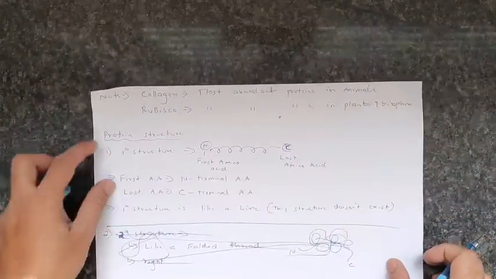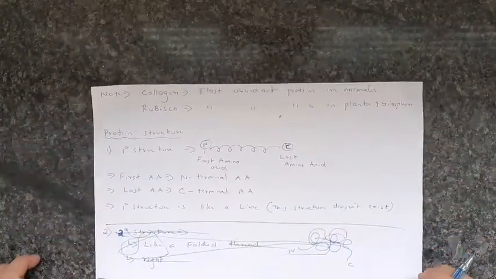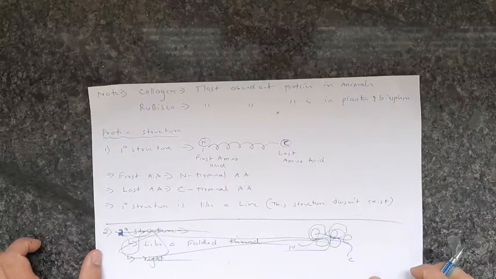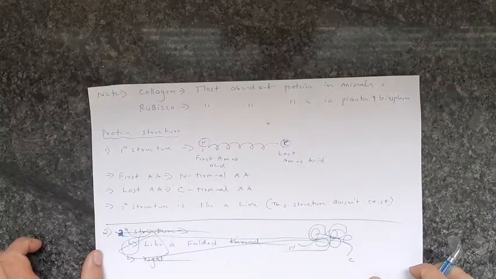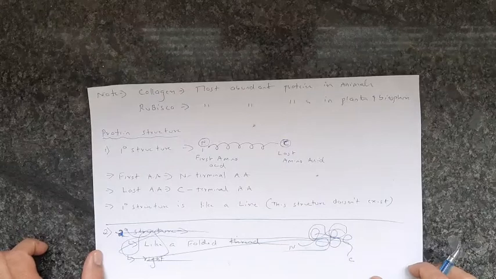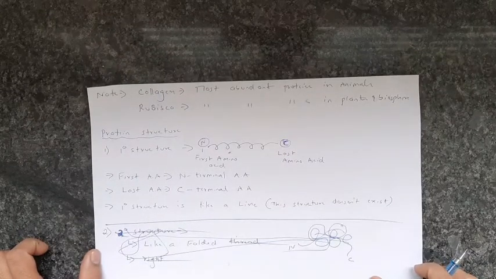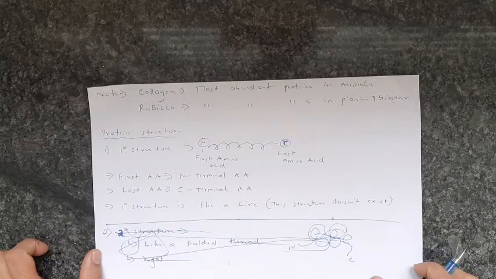Okay, so collagen. We know that collagen is one important protein, the most abundant protein in animals. Rubisco, you know what is Rubisco? Correct. Ribulose bisphosphate carboxylase oxygenase enzyme, which is the most abundant protein in the biosphere. In the world, it's the most abundant protein, and in the plant world, it is most abundant, obviously.